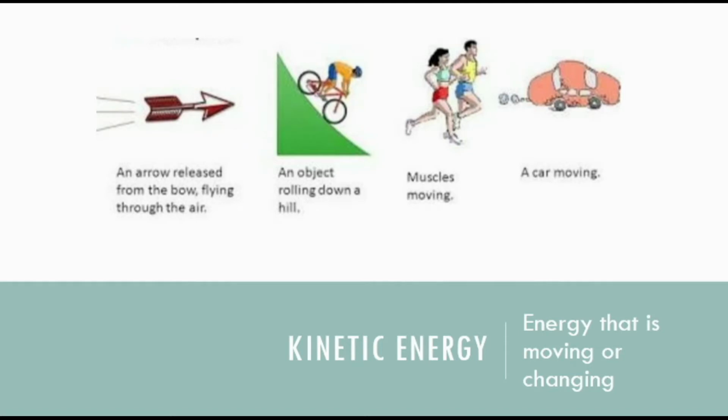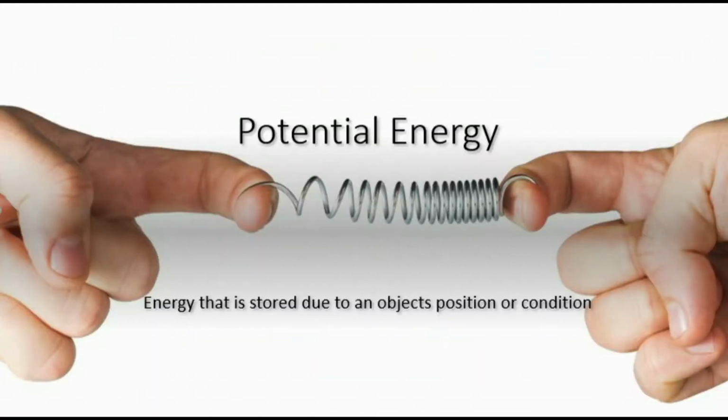Let's review those vocab words first. Remember, kinetic energy is energy of motion. Anything that's moving has kinetic energy. And potential energy is energy that is stored. If something's not moving, there's a pretty good chance it has some potential to it. It could move. It just has stored energy.